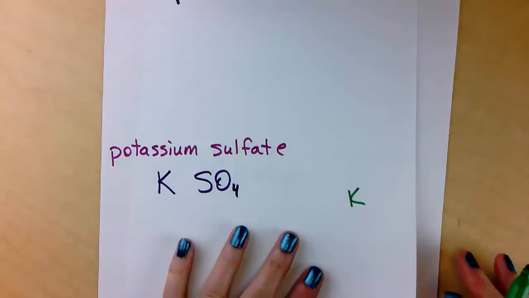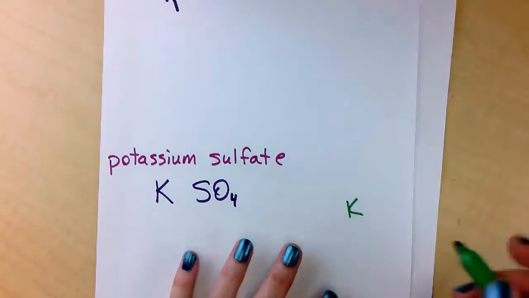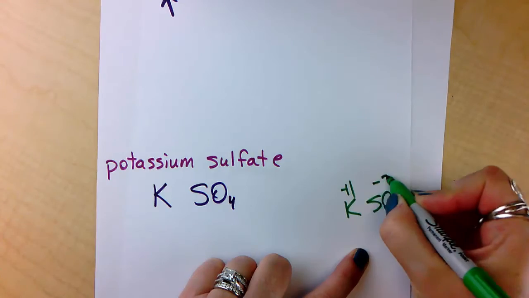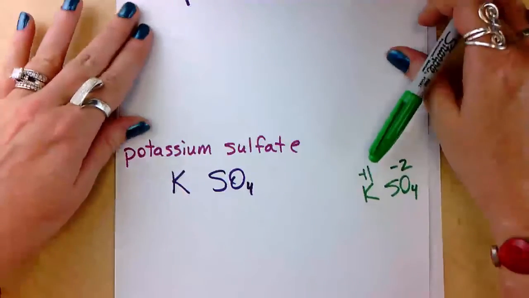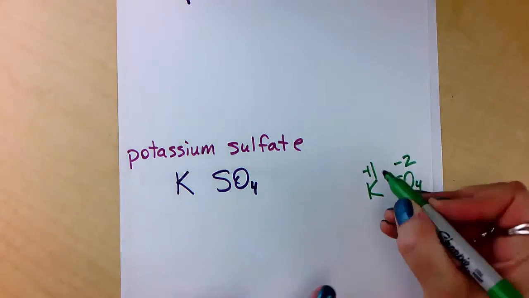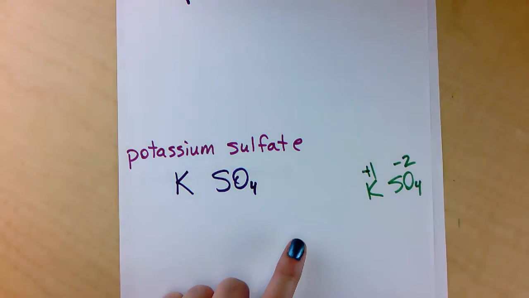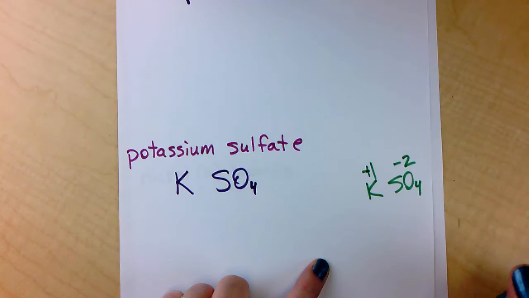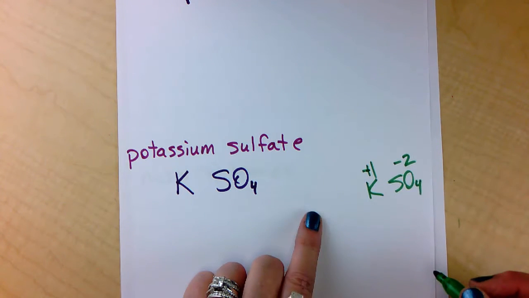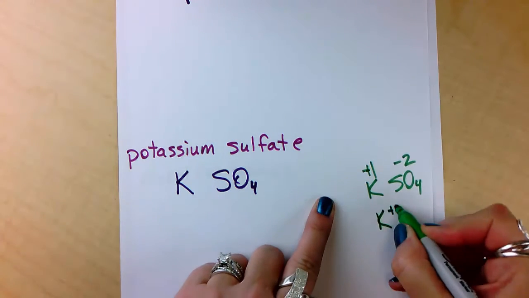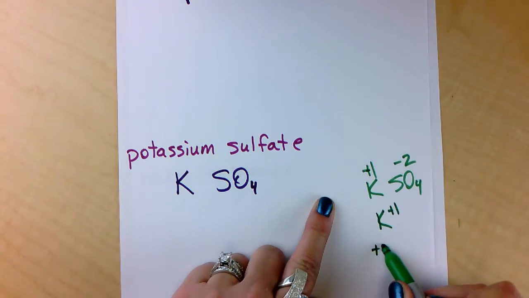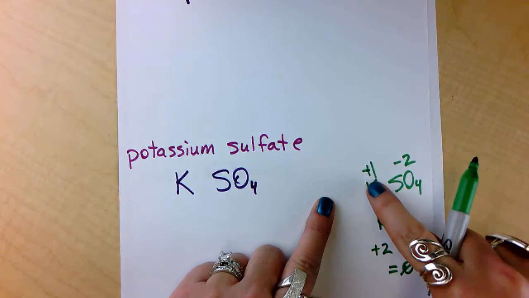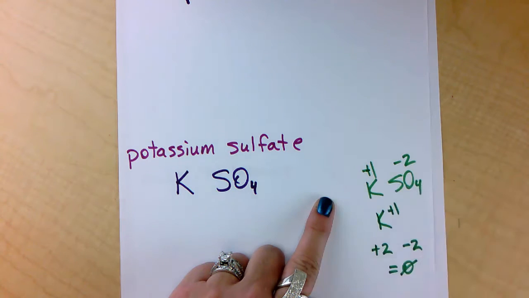K is a column 1 metal. It's +1. We just saw SO4 was -2. This needs to add up to 0. Does that add up to 0? +1 minus 2? No. So to make this add up to 0, what do I need more of? I need more K's. How many more K's do I need? I need one more. That gives me +2 to go with the -2, which equals 0. I need 2 K's for every sulfate.